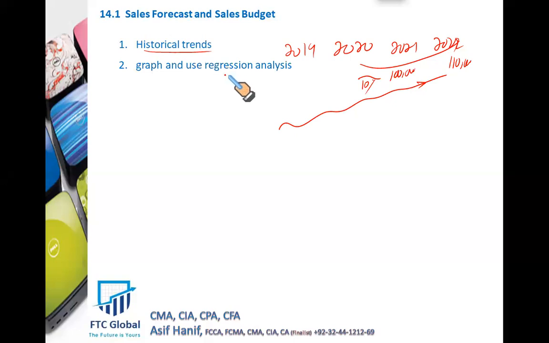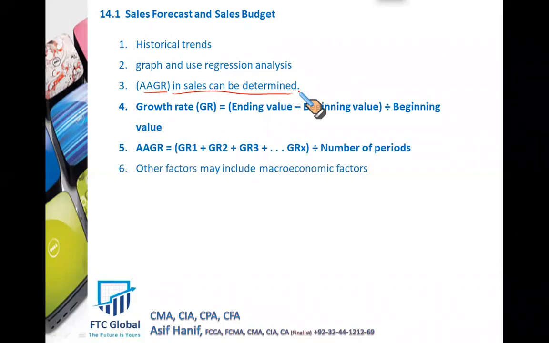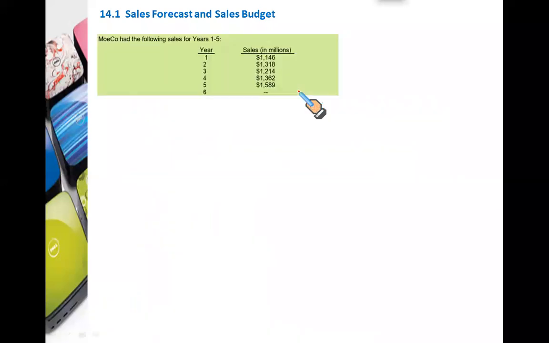You can use regression analysis, which we discussed in our previous sessions. And you can use what you call the average annual growth rate, or the annual average growth rate, whatever way you want to call it, in the sales. Let us see how it is determined. It's fairly straightforward. Let us see the actual numbers. We have our sales for the last 5 years, and we want to predict what is the likely sale in the 6th year. For this, we are going to calculate our average annual growth rate.